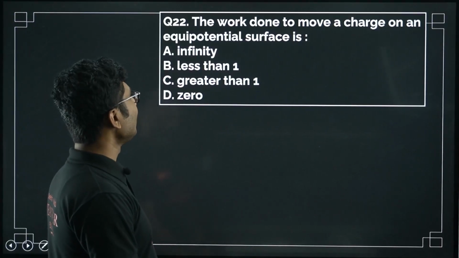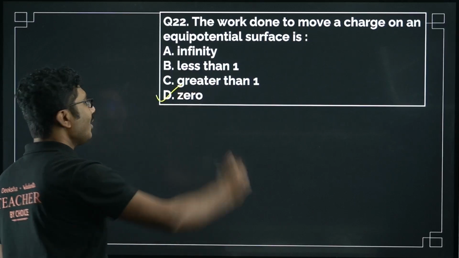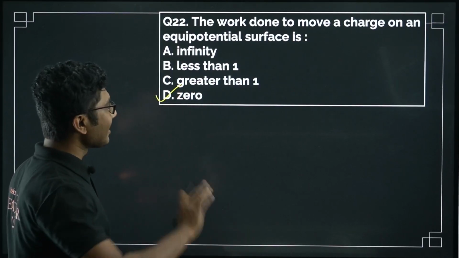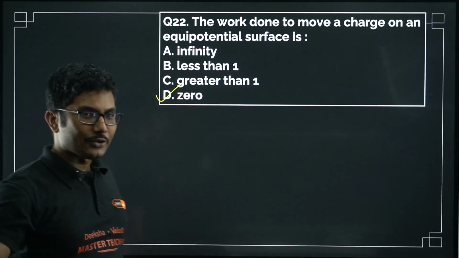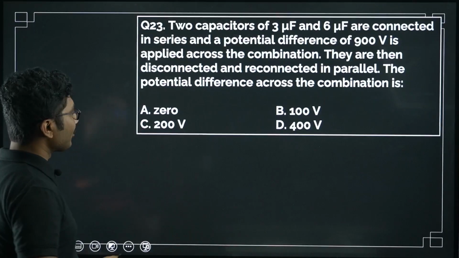The work done to move a charge on an equipotential surface is 0. This is an easy question, a slightly older question, but we have solved this question in our PU board exam as well, right? So equipotential means the potential difference is 0.